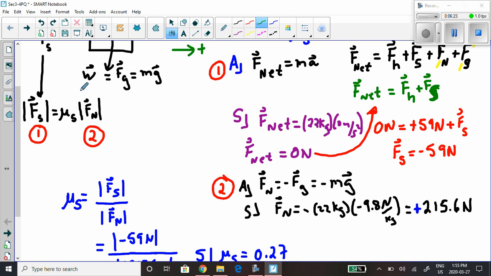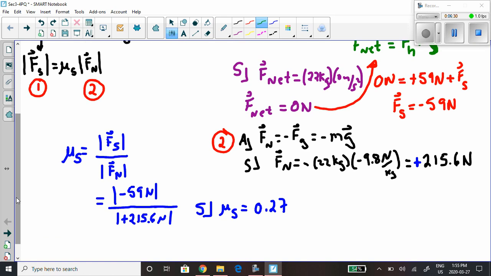We had just calculated the force of static friction. We can rearrange this equation, and we would get that the coefficient of static friction is equal to the magnitude of the force of static friction divided by the magnitude of the normal force. So now we can substitute in the values that we have.